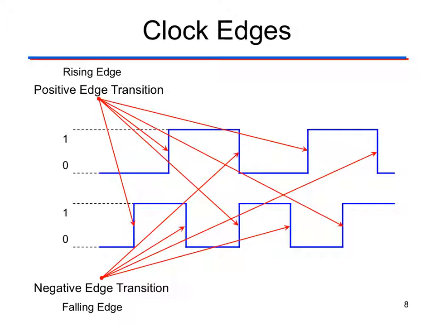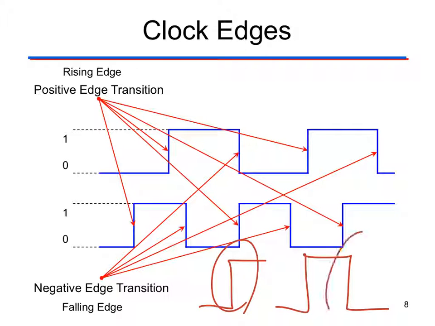We mostly deal with positive edge triggers, which means the change occurs on the front end of the clock, or the rising edge. There are also negative edge triggers, which means that the change happens on the falling edge of the clock. That's basically what that means. I'm sure that we'll see some examples soon.